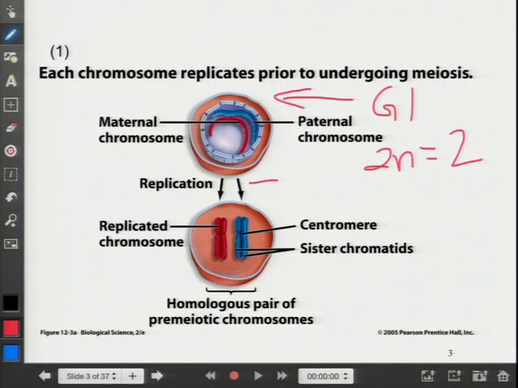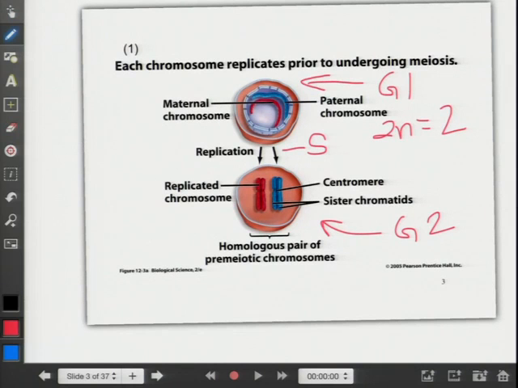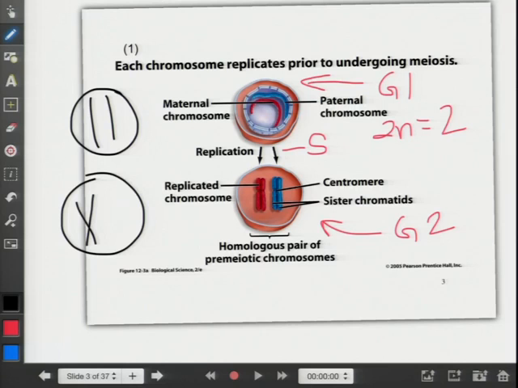And then replication, that would be S. And then this cell would be in G2. If I were drawing these, I would do this and that. That's our sticks and our lines. And we'll put the little centromeres on there, counting our centromeres so we can keep track of how many are there. Still 2n equals 2. Still 2n equals 2.